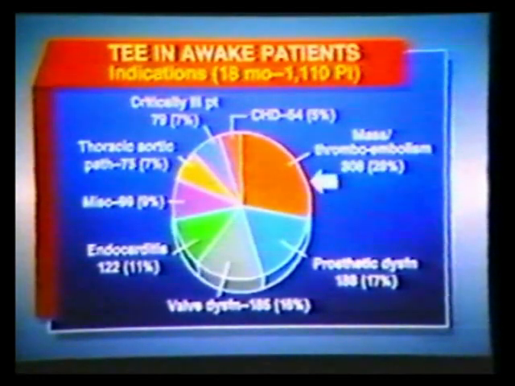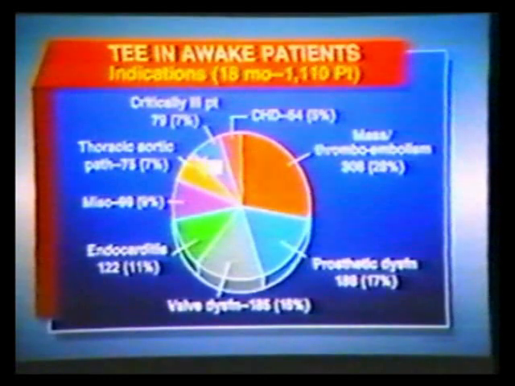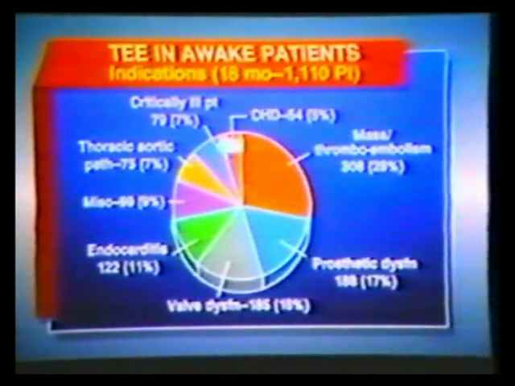The most frequent application was in the study of thromboembolism or masses in 28% of patients, prosthetic valve dysfunction in 17%, native valve dysfunction, particularly mitral regurgitation, in 16%, endocarditis and its complications in 11%, thoracic aortic pathology, particularly aortic dissection, in 7%, critically ill patients, particularly in the coronary care unit and emergency room, 7% of patients, and congenital heart disease makes up approximately 5% of patients.